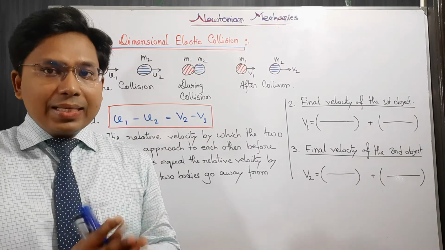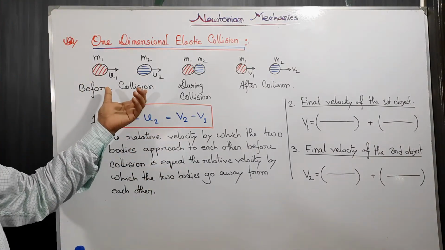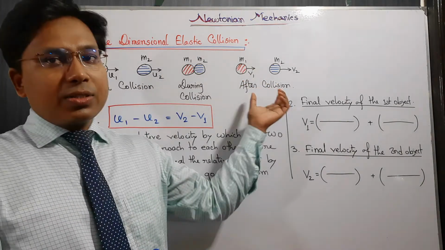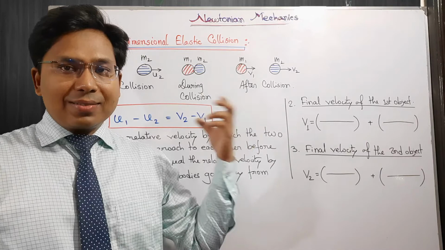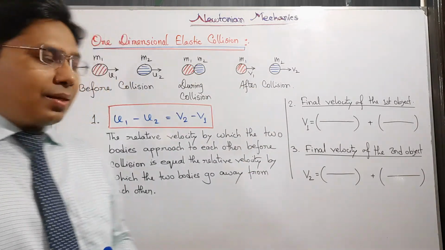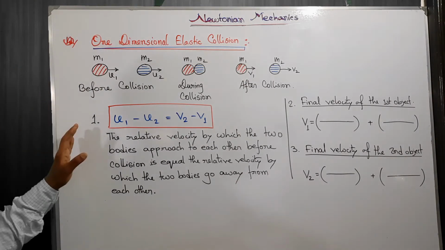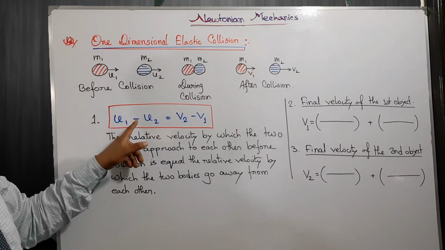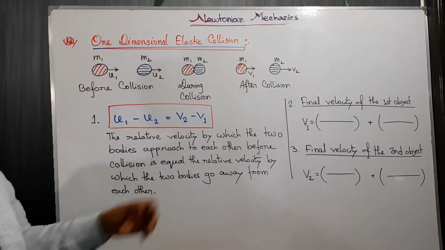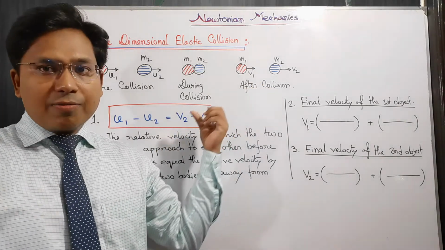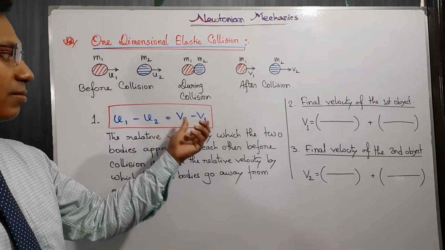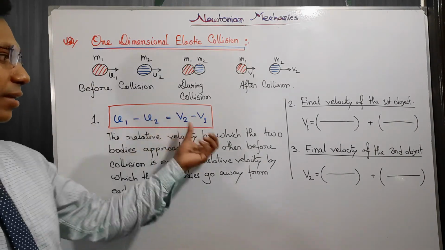And in this phenomenon, the relative velocity between these two objects before collision and after collision is equal. That means the velocity is exchanged between them. So the first thing you have to memorize is that the difference of the velocities before collision, which is called the relative velocity before collision, and the difference of the velocities after collision of these two bodies, are exactly equal.